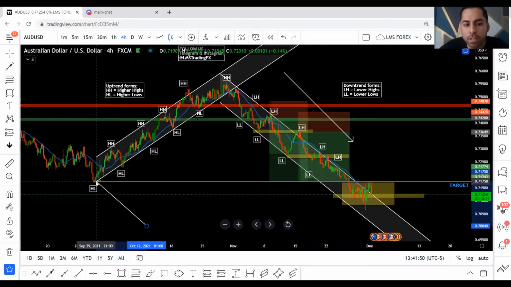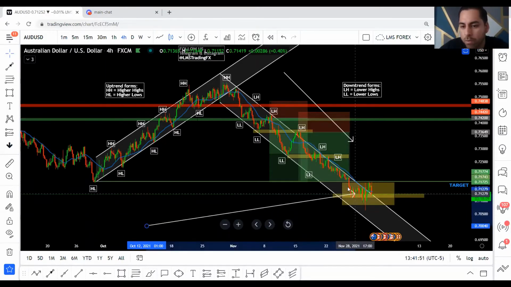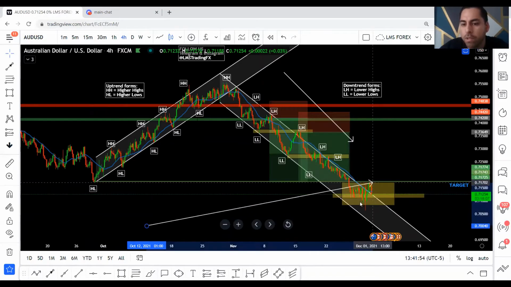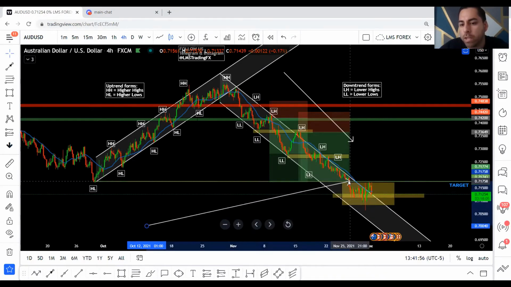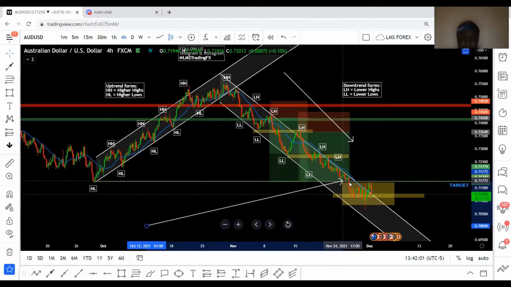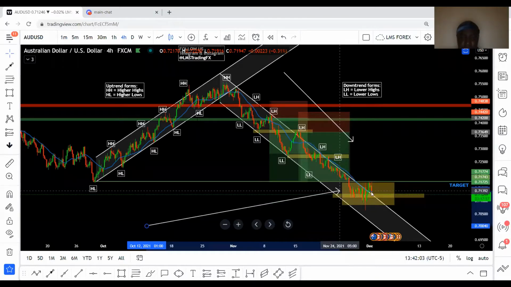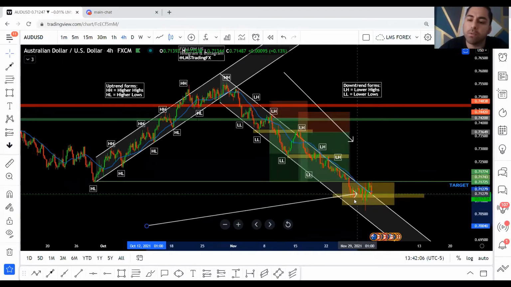We already reached this particular area, so what are we doing? Are we pushing down, or are we going up? This was the safest way to take your profits at this point. This area was the safest place to take your profits, and now we're just waiting to see what the price is going to do at this point.